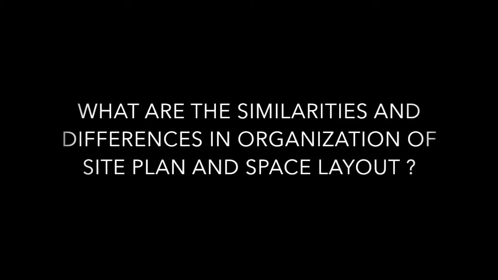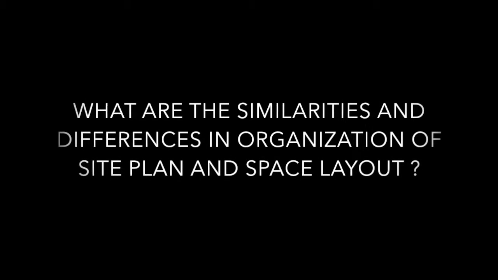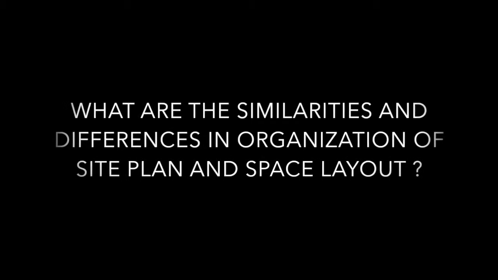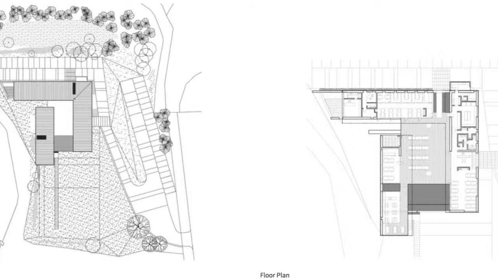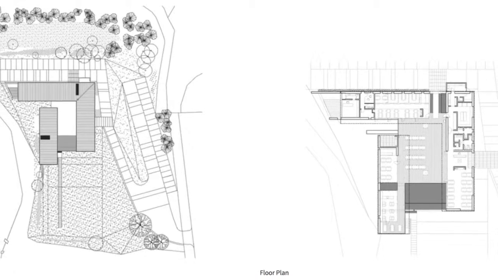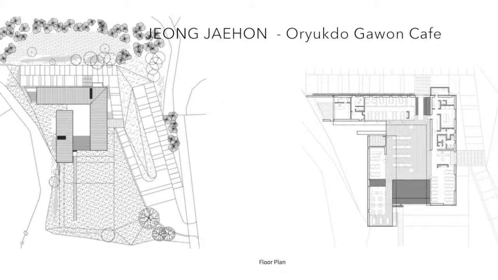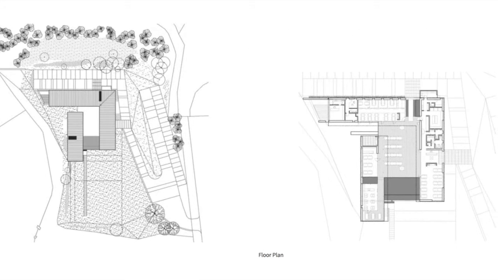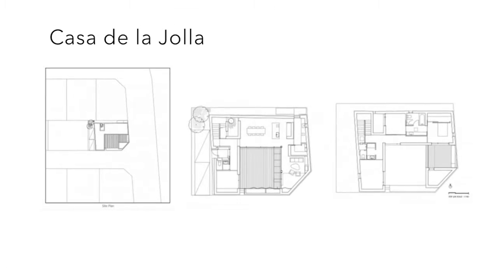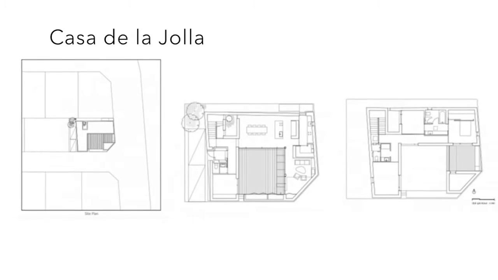To proceed now with the comparison analysis, we first analyze the first question about what are the similarities and differences in organization of the site plan and the space layout. To start with Jung Jae-hon, we can say that he works with extremely simple and basic forms. Often the building shape has a letter shape, for example an L or a U. The most remarkable thing about his architecture is probably the use of courtyards.